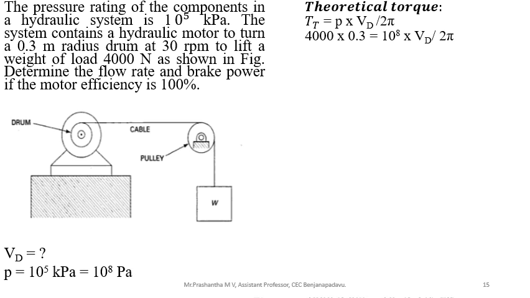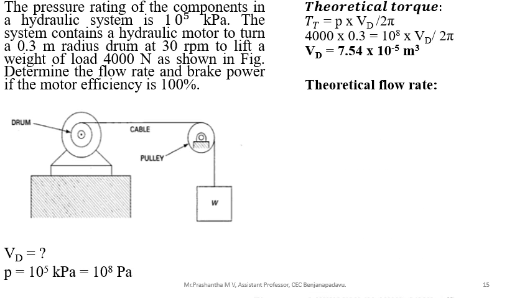So theoretical torque equal to 4000 into 0.3 equal to P is 10 to the power of 8 into VD is unknown, we have to find out, divided by 2 pi. Simplify this equation, we will get VD, volumetric displacement, as 7.54 into 10 to the power of minus 5 meter cube per revolution.